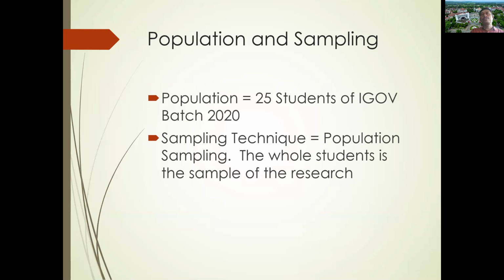And then you have to determine the population and sampling. In this case, the population would be 25 students of IGOV batch 2020. So the sampling technique used here is population sampling. It means that the whole of the students here will be the sample of the research. So all 25 students of IGOV batch 2020 will be the sample of the research.